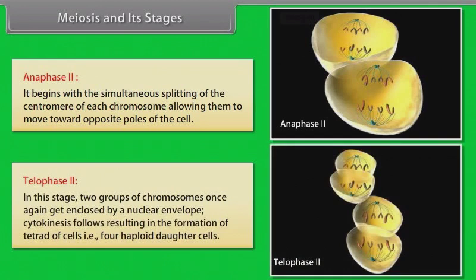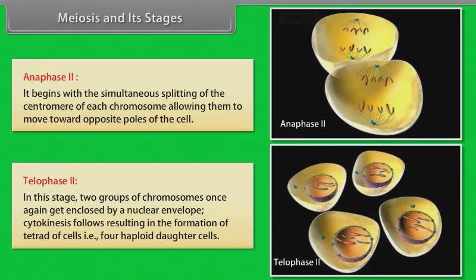In this stage, two groups of chromosomes once again get enclosed by a nuclear envelope. Cytokinesis follows, resulting in the formation of a tetrad of cells, that is, four haploid daughter cells. Significance of meiosis. Till now we have learned the various stages of meiosis I and meiosis II. Now let us know what the significance of meiosis is.